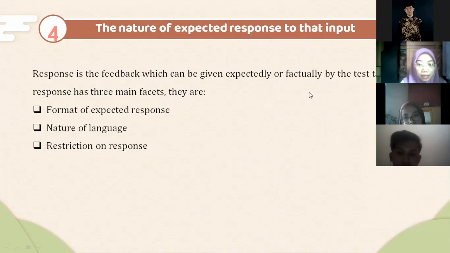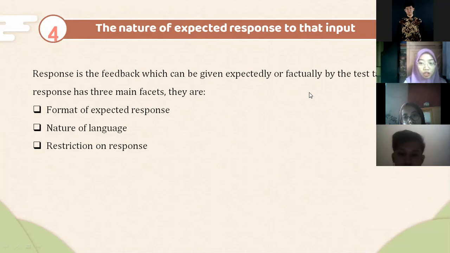And then the next is the nature of the language that we use in the expected response to the input. It is about the length of the response, the propositional content, the organizational characteristics such as grammar, and also the pragmatic characteristics. The last is restriction on response.